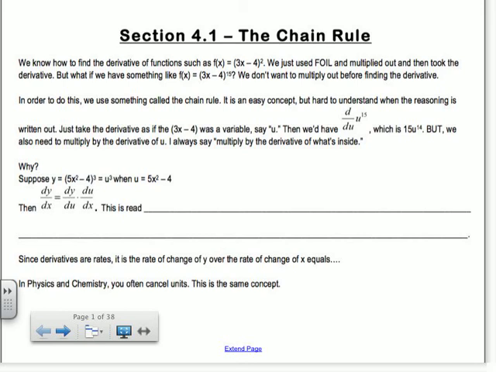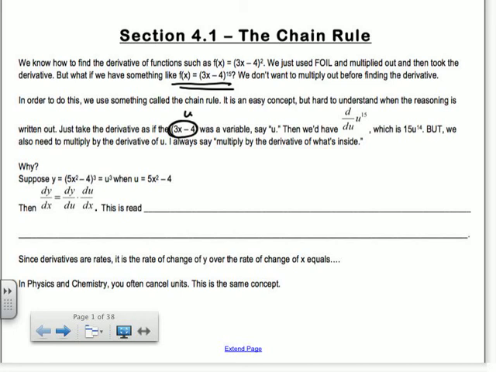It's a really easy concept, but it's hard to understand when you look at the reasoning. So we're going to treat 3x minus 4 as a new variable, u. Then you'd really be taking the derivative in terms of u to the 15th. Okay, so that's what this is now changed to.